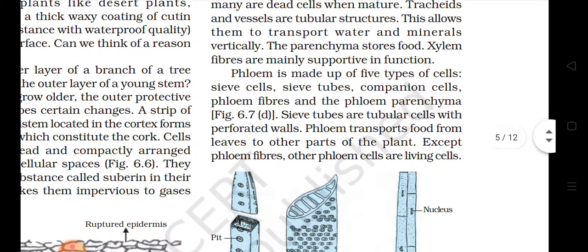Next one is phloem. Now phloem is made up of five different types of cells: sieve cells, sieve tubes, companion cells, phloem fibers and phloem parenchyma. So phloem is made up of five main types of cells.